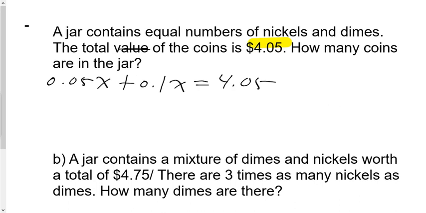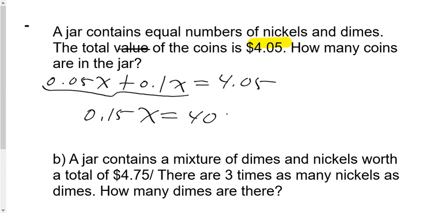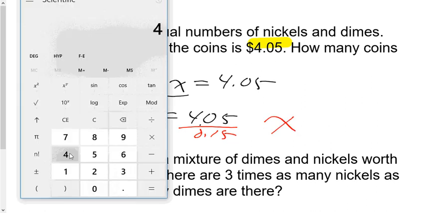So now that we have this equation, just like we did before, we're going to simplify this side because this is not technically simplified. We can make it into 0.15x because we can gather like terms. And now we have this beautiful equation that looks like all the other ones we've done. Divide by the coefficient. The value of x will equal $4.05 divided by 0.15, 27.